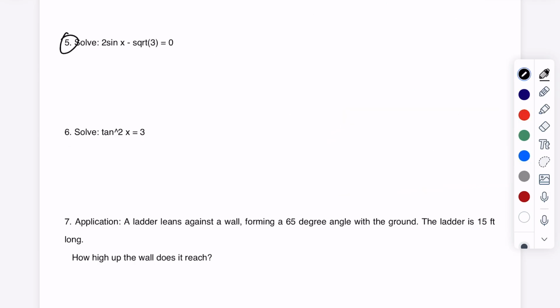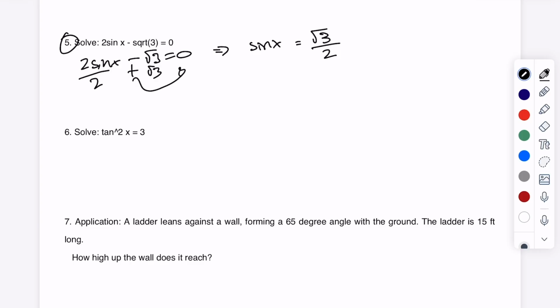Okay, so now we're going to do number 5, and it's 2 sine x minus the square root of 3 equals 0. So we're going to just solve for sine x, and we'll add over the square root of 3. And we'll divide by 2. Okay, so that's what we did to bring that stuff onto that side. So now we're left with sine x is equal to root 3 over 2.